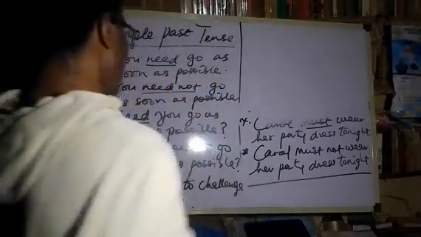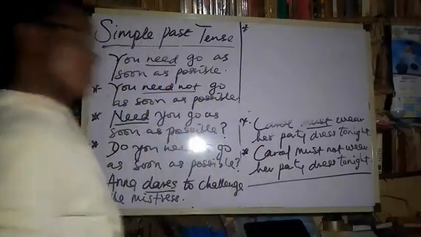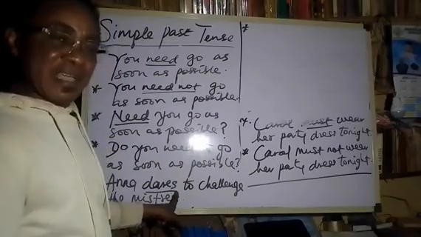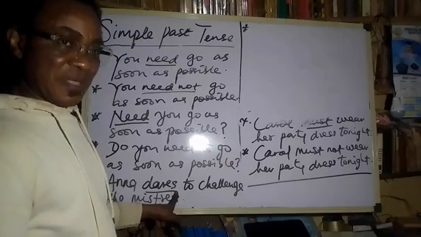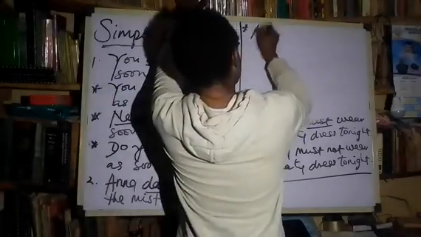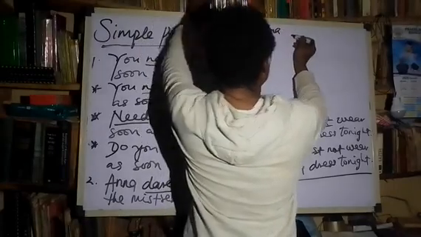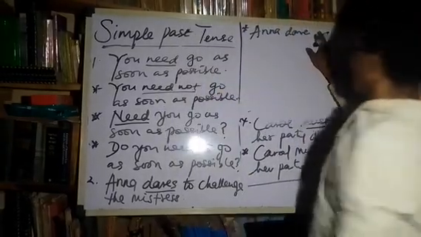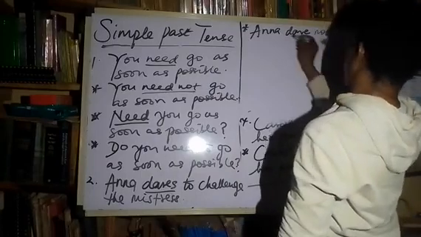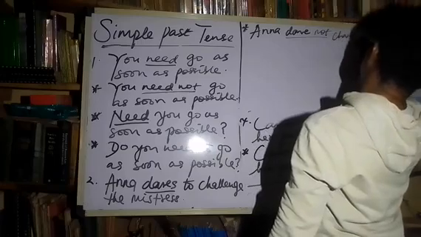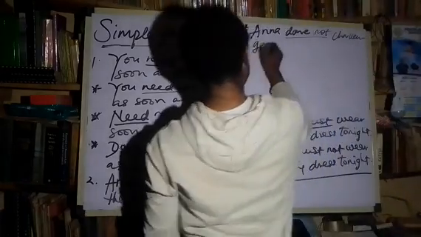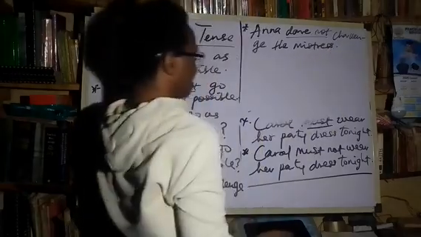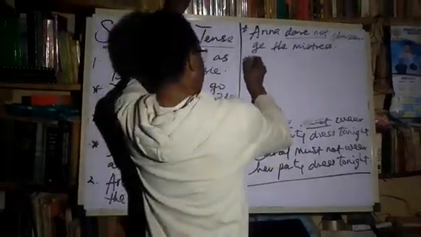However, when we use this verb in the negative, the final S that it has here disappears. So we don't say Anna does not. No, instead of saying Anna does not, we say Anna dare not. Anna dare not challenge the mistress.